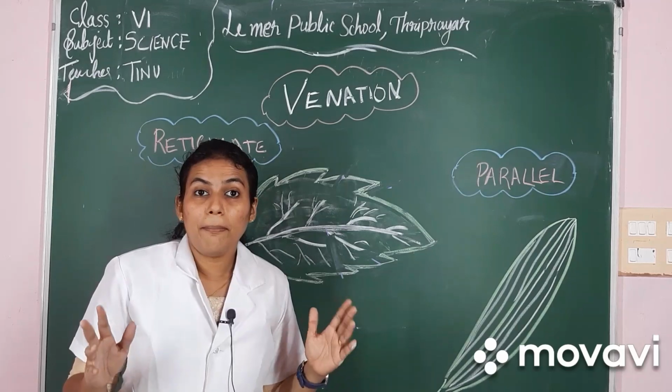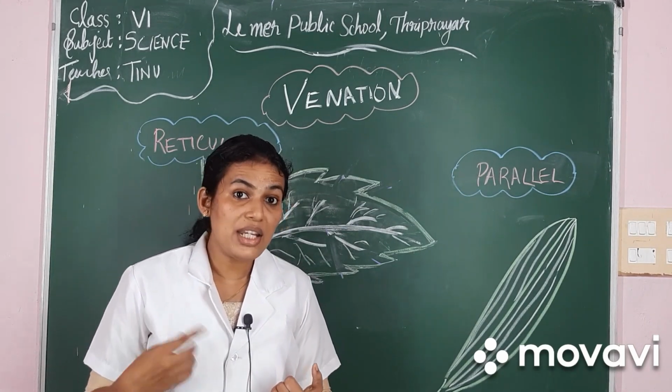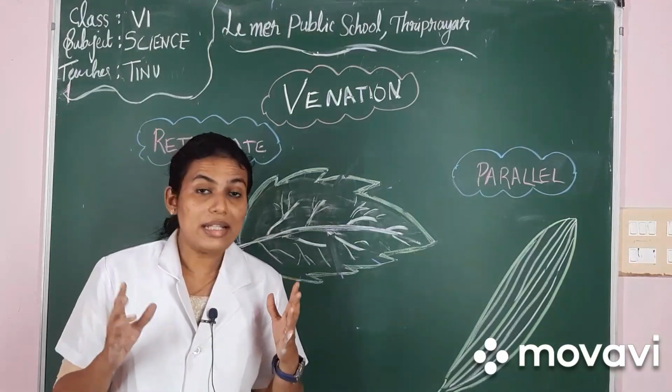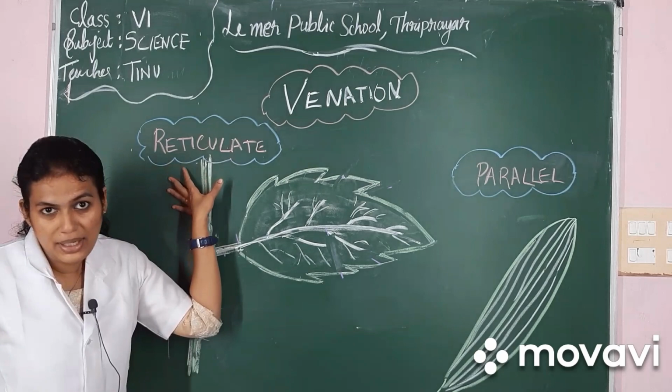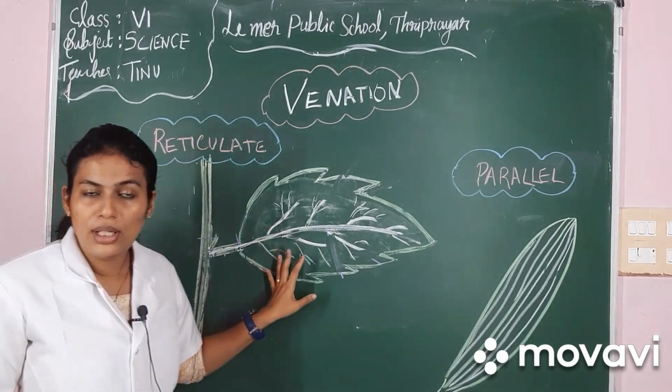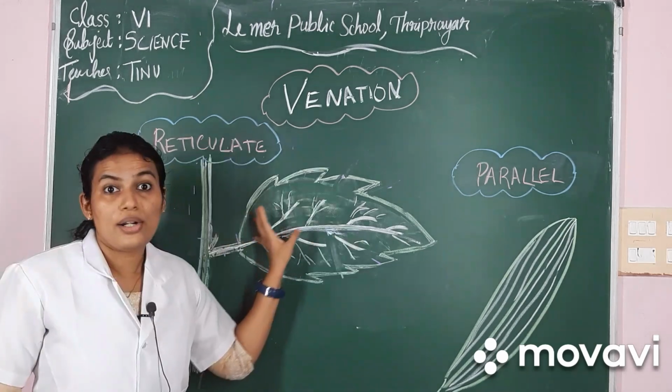So we have learned the parts of leaves and also about venation. Venation is the arrangement of veins on the leaf lamina, and there are two types of venation. The first one is reticulate venation. In reticulate venation, the veins are arranged in a net-like pattern on the leaf lamina.